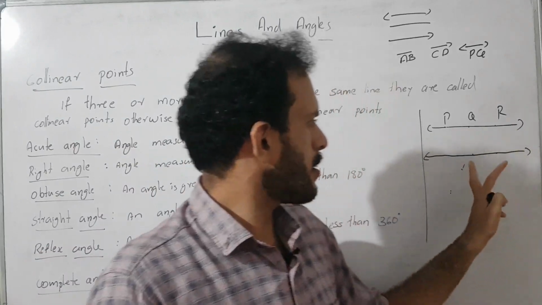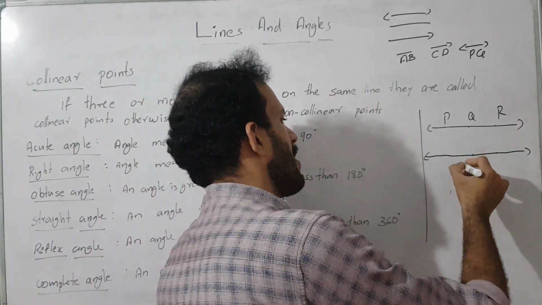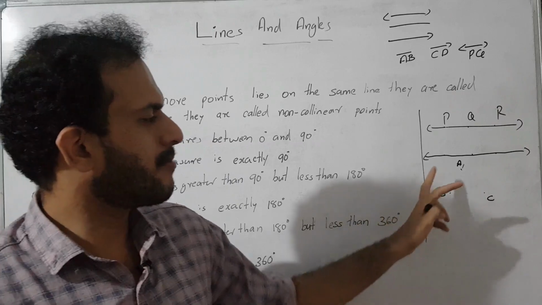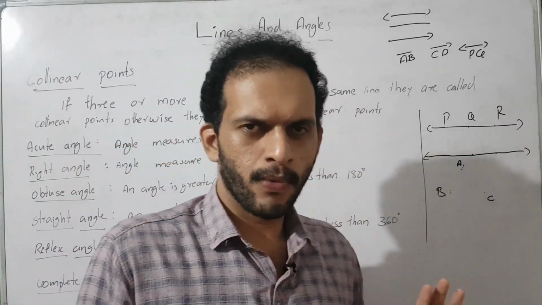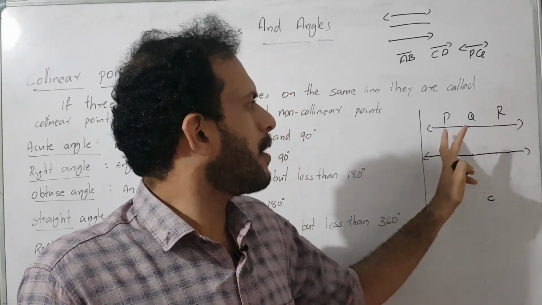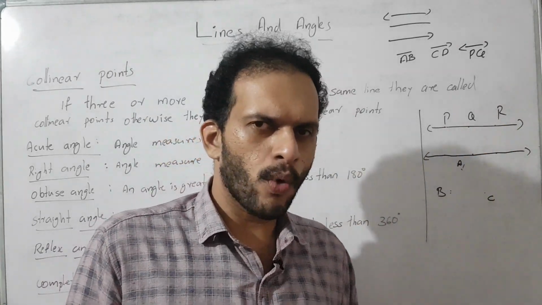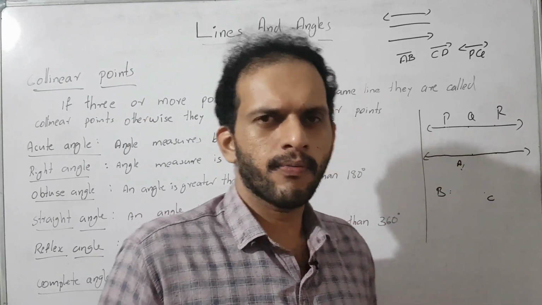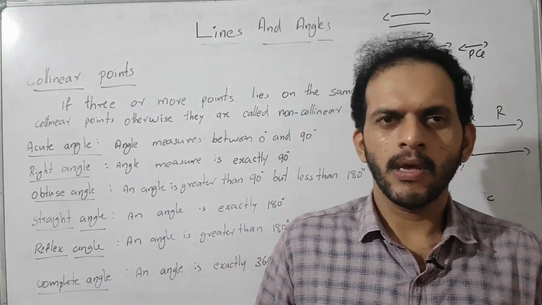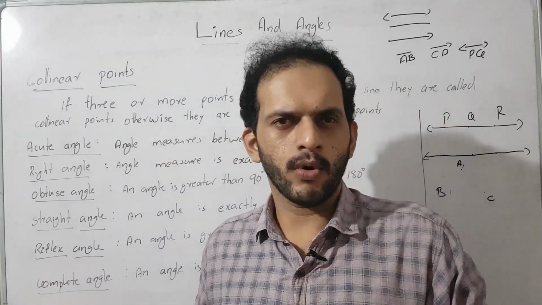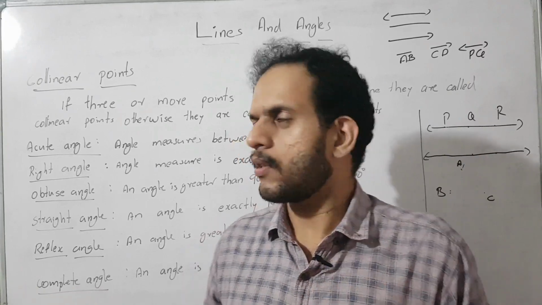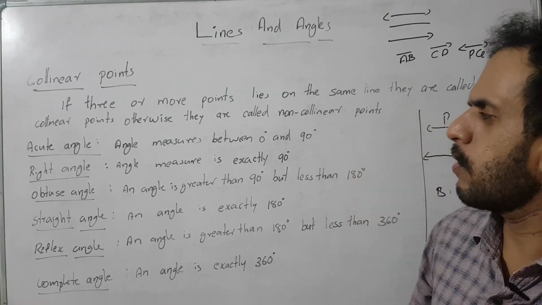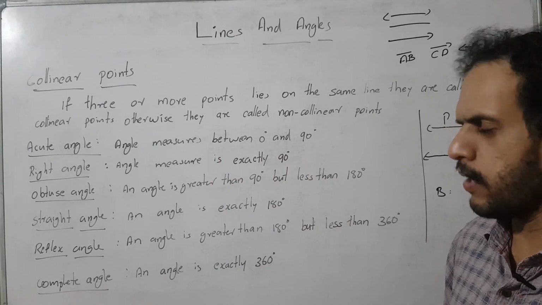So these 3 points are non-collinear points. We name them A, B, C. A, B, C are non-collinear points because these 3 points do not lie on the same line. But P, Q, R are collinear points. Why? Because these 3 points lie on the same line. I think you got the idea of collinear and non-collinear. What are collinear points? Three or more, not only exactly 3. Three or more points lying on the same line are called collinear points. Otherwise they are called non-collinear points.